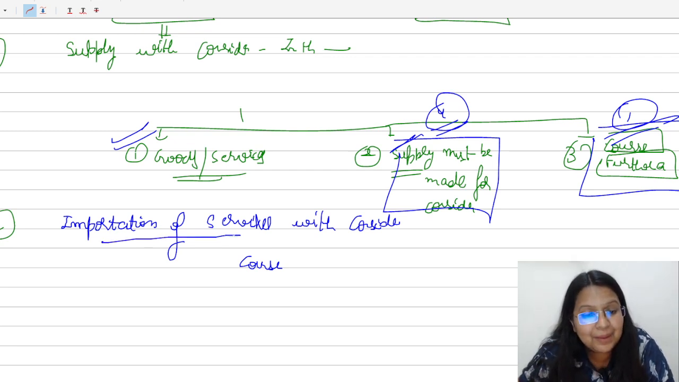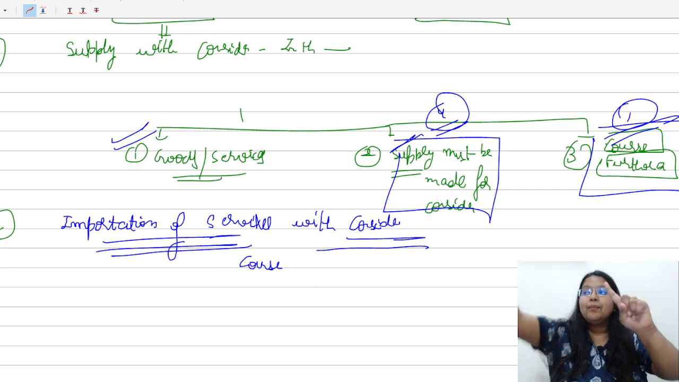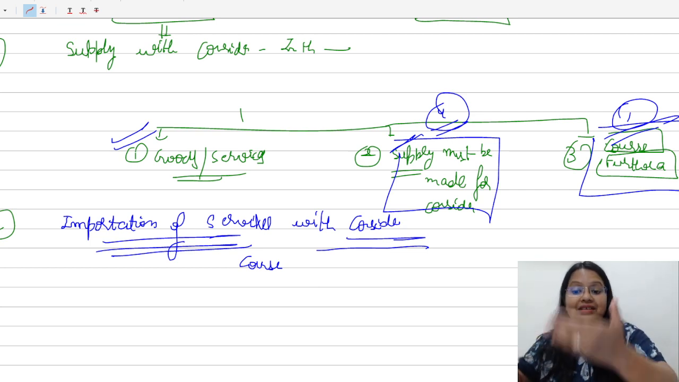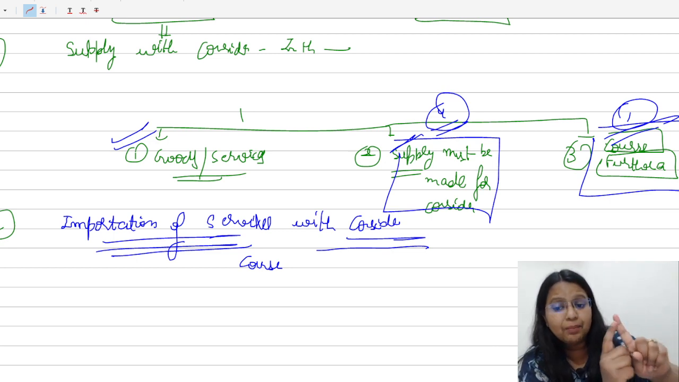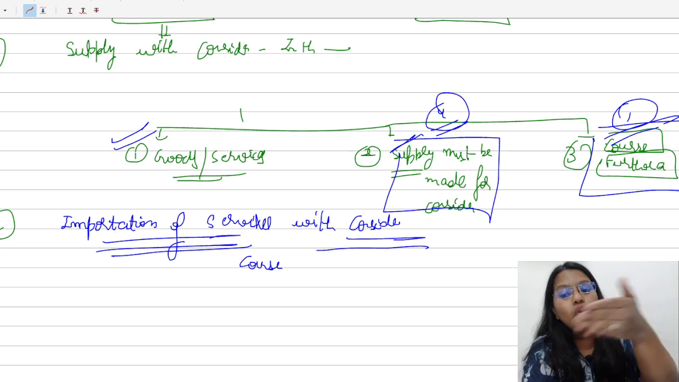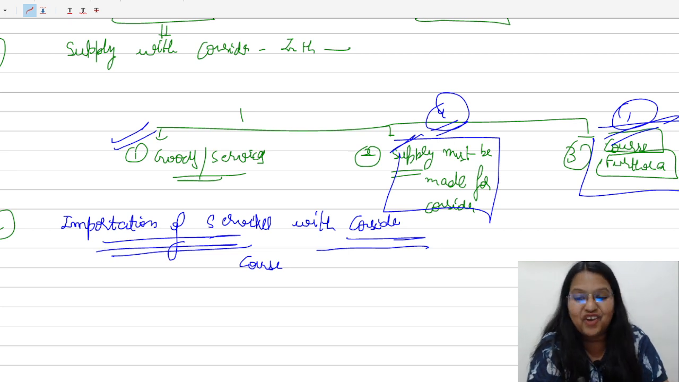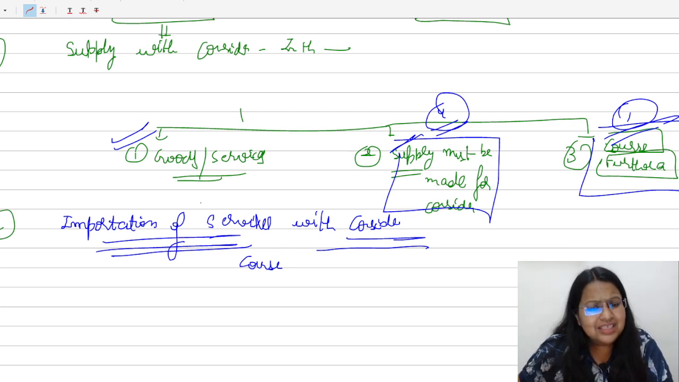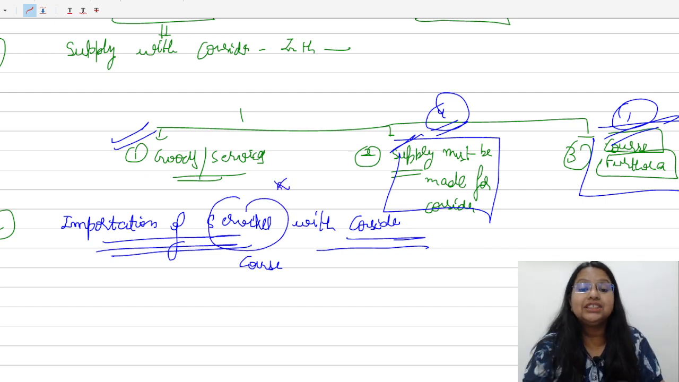So what is that supply which is the only single exception of the third parameter? That is importation of services with consideration, either in the course or furtherance of business or not. Importation means that you are receiving the services from a foreign country, from outside the national boundaries. If these two parameters have been satisfied, whether the third parameter is satisfied or not, it will not affect the essential character of GST. Is this point also applicable for goods? No, this point is applicable only and only for the services part.